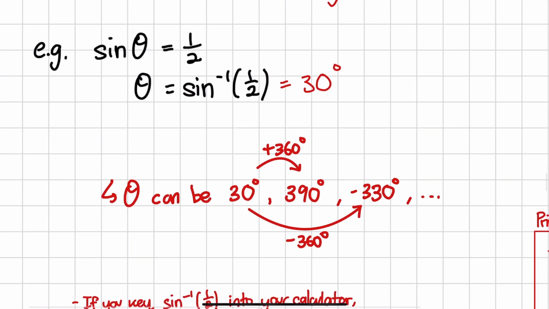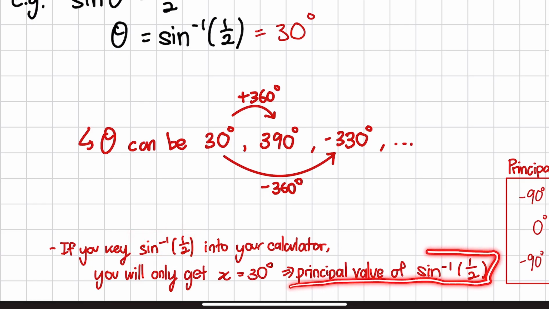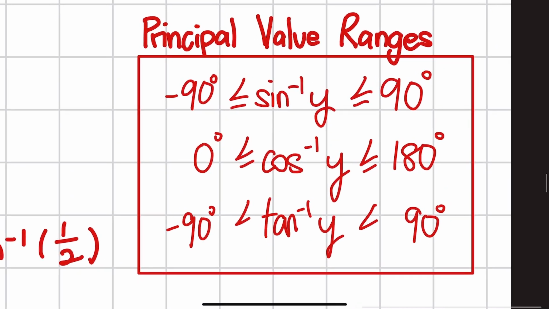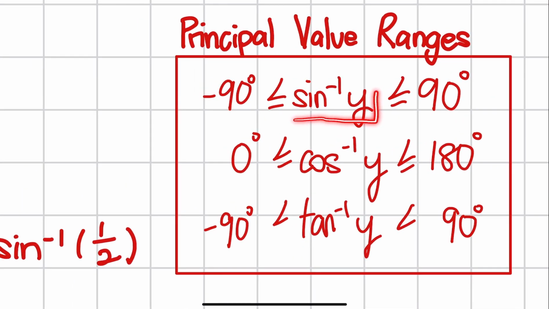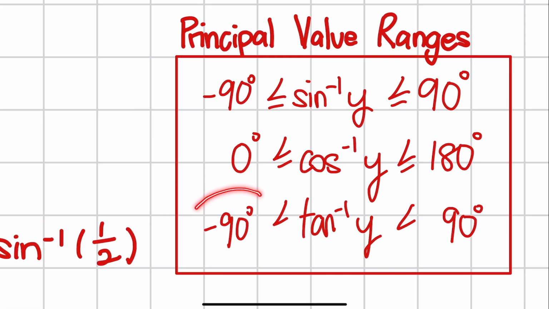So if you key in sine inverse half, you will only get the principal value in your calculator. For the principal value range, something that you must memorize is that for any sine inverse function, the angle must lie between negative 90 degrees to 90 degrees inclusive. If it's a cosine inverse function, it will be from 0 degrees to 180 degrees. And if it's a tangent inverse function, it is between negative 90 and 90, not including the 90 degrees.